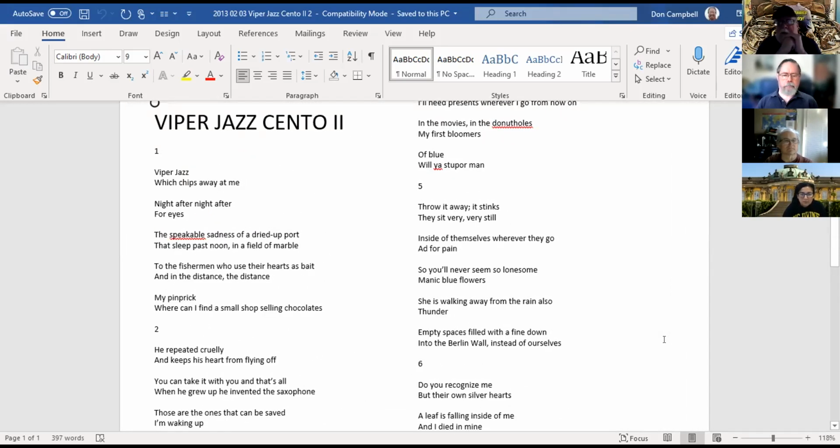Okay, so it has to start with Viper Jazz. Viper Jazz, which chips away at me night after night. The speakable sadness of a dried up port that slept past noon in a field of marble. To the fishermen who use their hearts as bait, and in the distance, my pinprick. Where can I find a small shop selling chocolates?